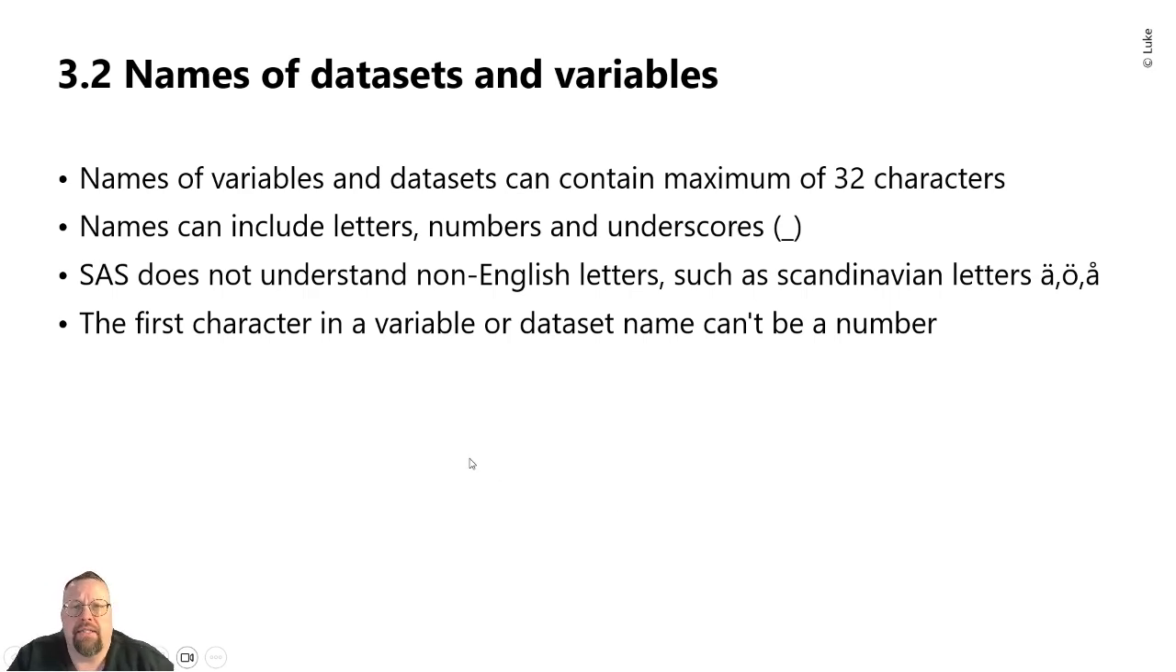Names of datasets and variables can contain a maximum of 32 characters in SAS. These names can include letters, numbers, and underscores, but it's important to notice that SAS does not understand non-English letters such as the Scandinavian ä, ö, or the Swedish å. And also the first character in these names cannot be a number.